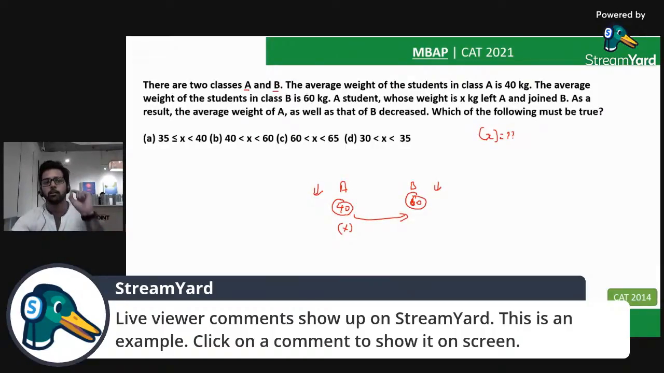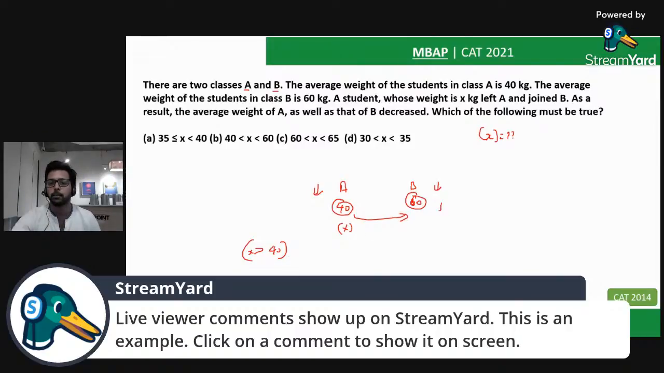The question is, when would the average of A go down? When someone who is carrying more than 40, I repeat, someone who's carrying more than 40 is going out of the class. Only then the average of A will go down, right? Only when someone of heavier weight, more than 40, is going out. Clear? So X should be more than 40.